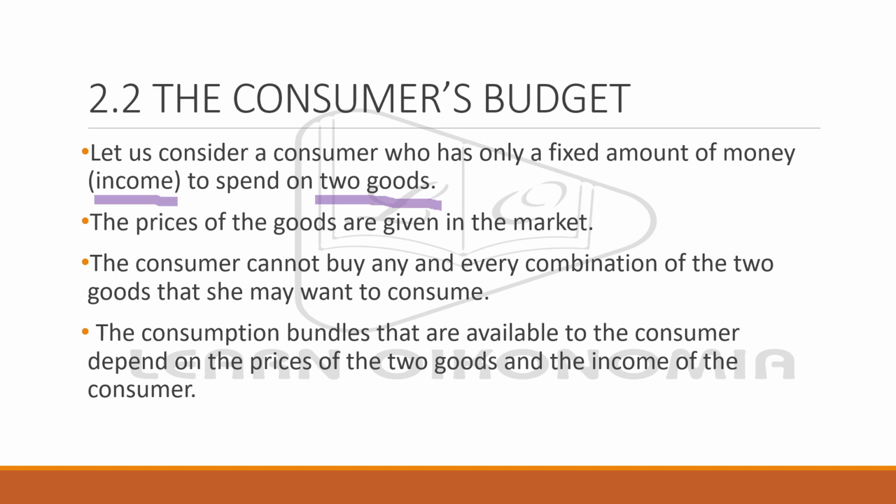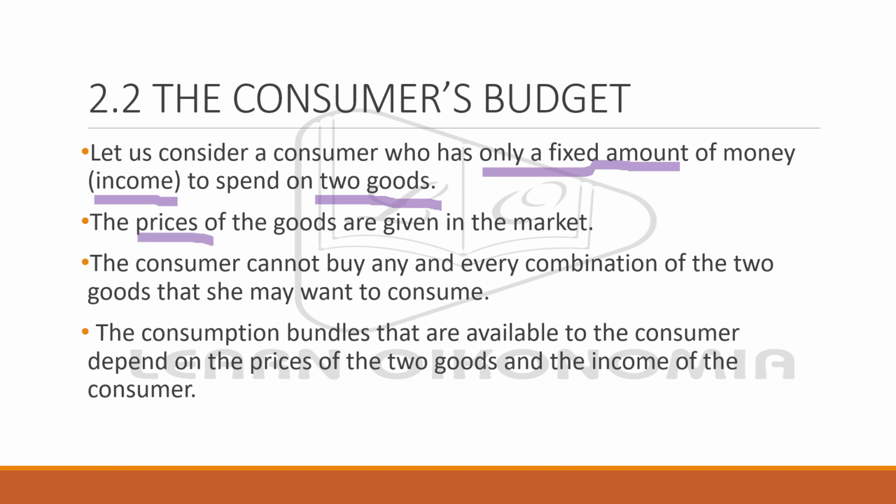Whether in terms of reality or theory, we have to understand that we have only a fixed amount of money, or else we can say that our income is limited. So we have to spend this limited income on different commodities. We have to distribute our income based on our preferences across different commodities. In this theory, we have two commodities, so we would be distributing our fixed income on two commodities. And also the prices of the commodities would be given in the market.